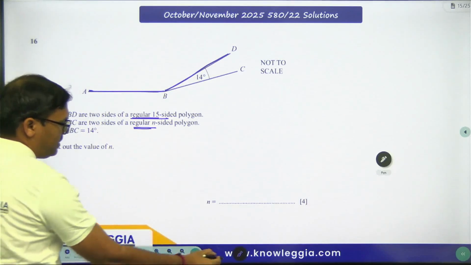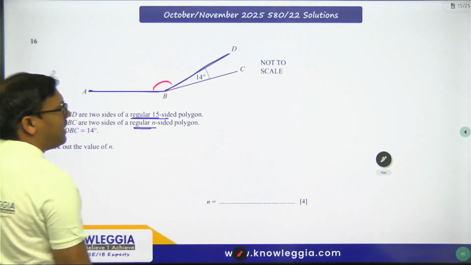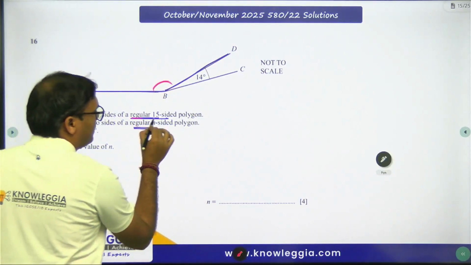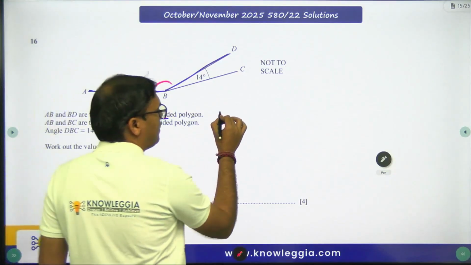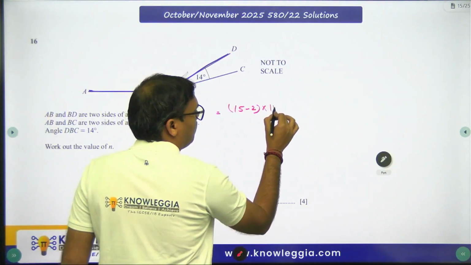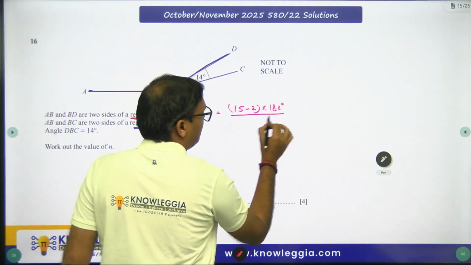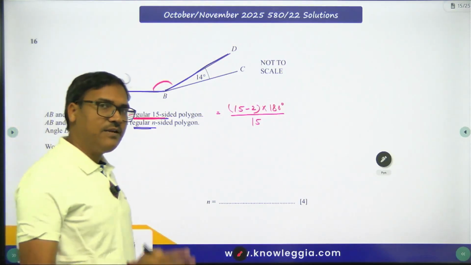Now first thing you can see, what is this angle? Now this is the interior angle of a 15-sided regular polygon. Now what is the interior angle of a 15-sided regular polygon? This is (15 minus 2) into 180 degrees divided by 15. I hope this is clear. (n minus 2) into 180 degrees divided by n.